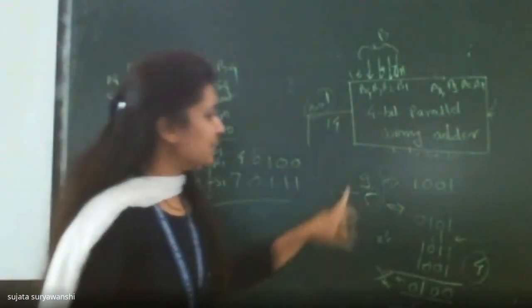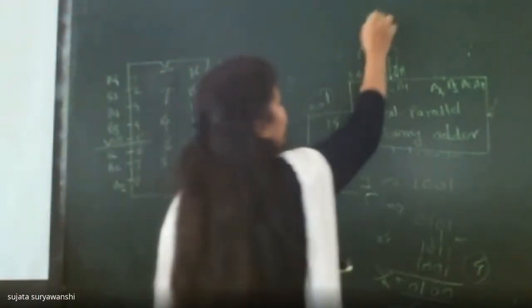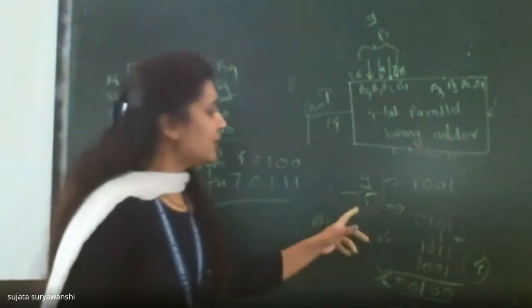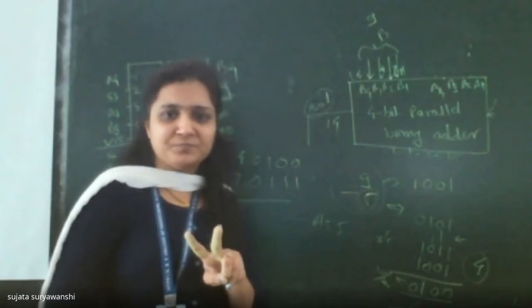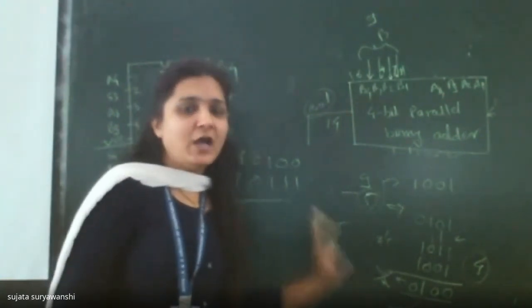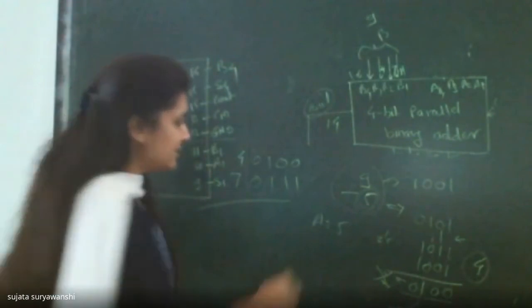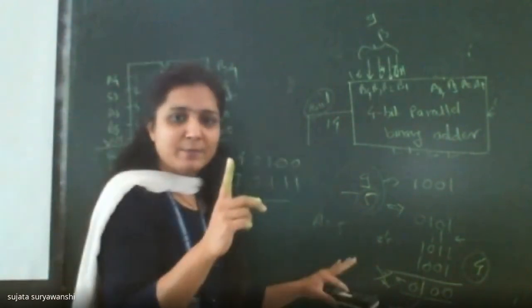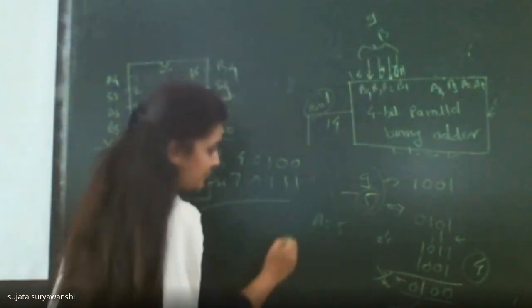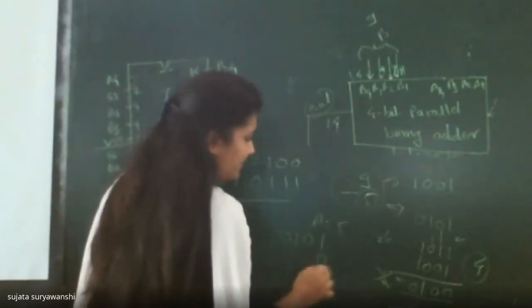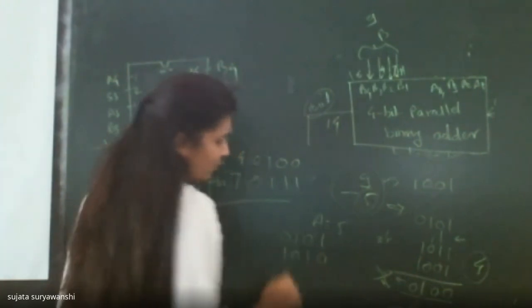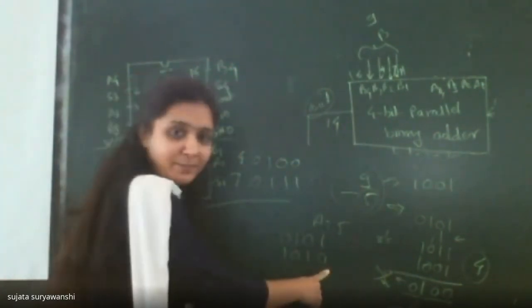But here, suppose this is 9 here, B means 9, and A is equal to 5. So instead of using 5 as it is, you have to use 2's complement number. Okay, 2's complement of 5. How will you get 2's complement? You can use 1's complement of 5. 1's complement of 5 means what? 0 1 0 1. How to get 1's complement? Just invert each bit, like this. So this is the 1's complement of 5.